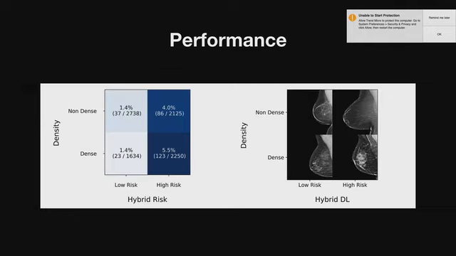We did a very similar analysis looking at traditional breast density, as labeled by the original radiologists on the test set, and we end up seeing the same trend: if someone is non-dense but we call them high risk, they're much higher risk than someone that is dense that we call low risk.